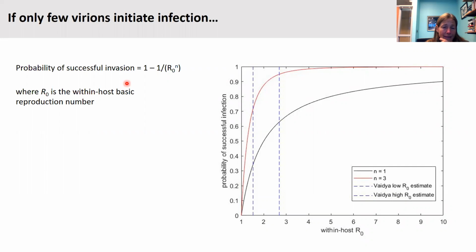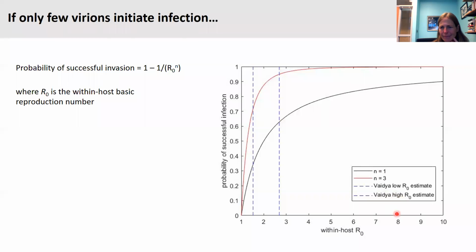So we can think about this in the context of an infection also, right? Where N is really the number of viral particles, and R naught is the within-host R naught. What I have here is the within-host R naught shown on the x-axis, and the probability of successful infection given by this equation. And with a very small transmission bottleneck, here with n equals 1, and here with n equals 3.